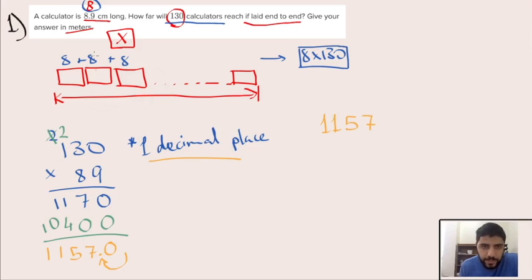But this was in centimeters. This 8.9 was in centimeters. So my answer is still in centimeters. Now it says give your answer in meters. And we know that in every meter, we have 100 centimeters, right? So if we want to turn this into meters, we need to divide by 100.